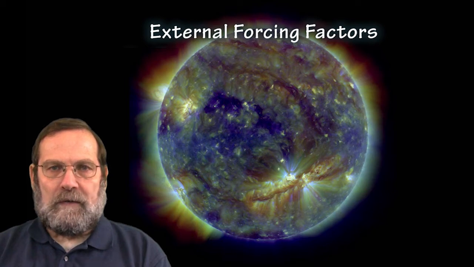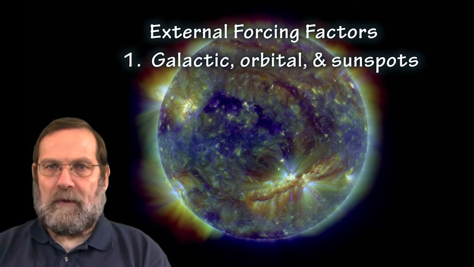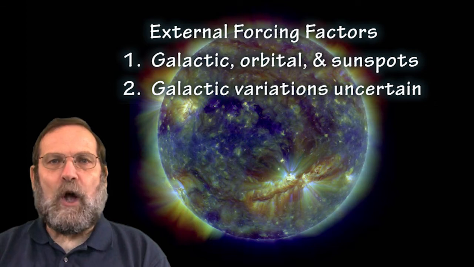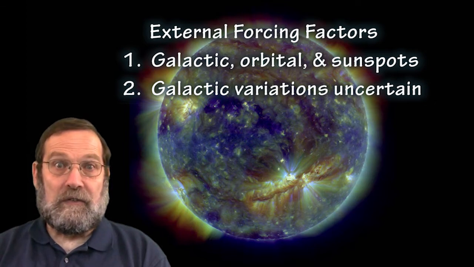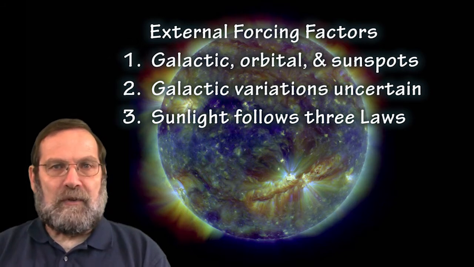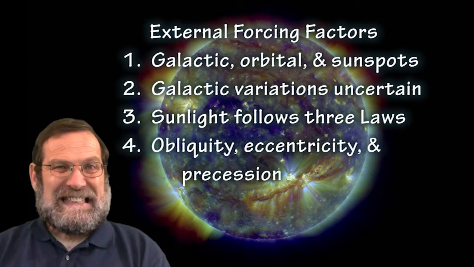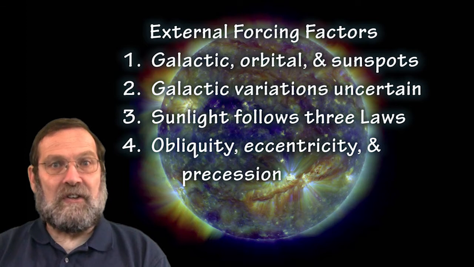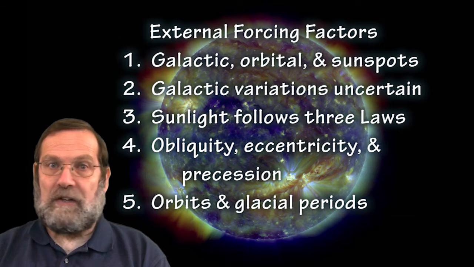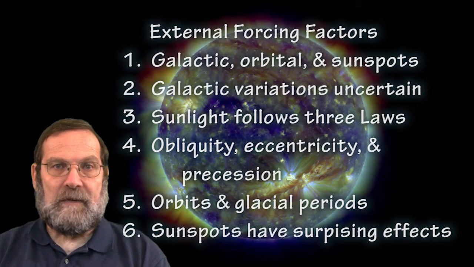Its major points are, number one, external forcing factors include galactic variations, solar orbital variations, and sunspots. Number two, galactic variations occur over hundreds of millions of years and thus are uncertain. Number three, sunlight impinging on Earth depends on the cosine law, Kepler's second law, and the inverse square law. Number four, sunlight varies with obliquity, eccentricity, and precession of the solar orbit. Number five, solar orbital variations may explain glacial and interglacial periods. Last, sunspots have a surprisingly strong influence on climate.